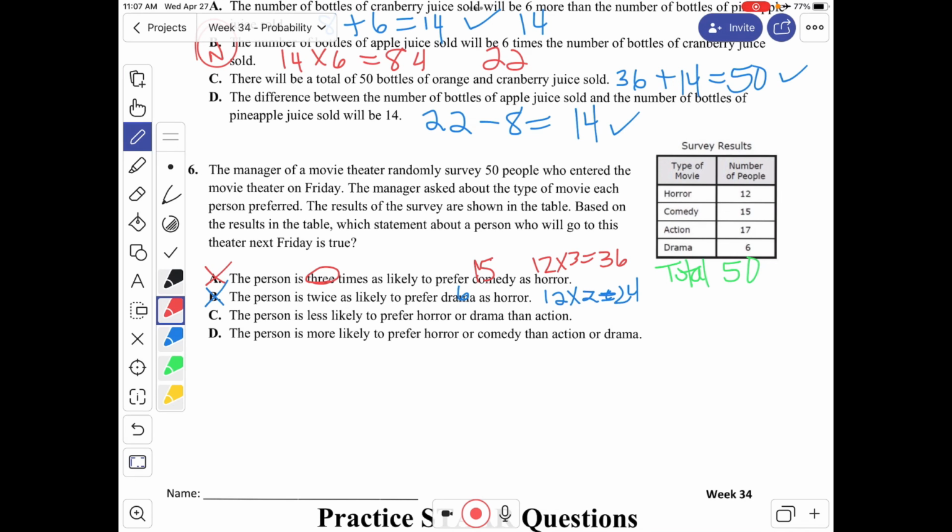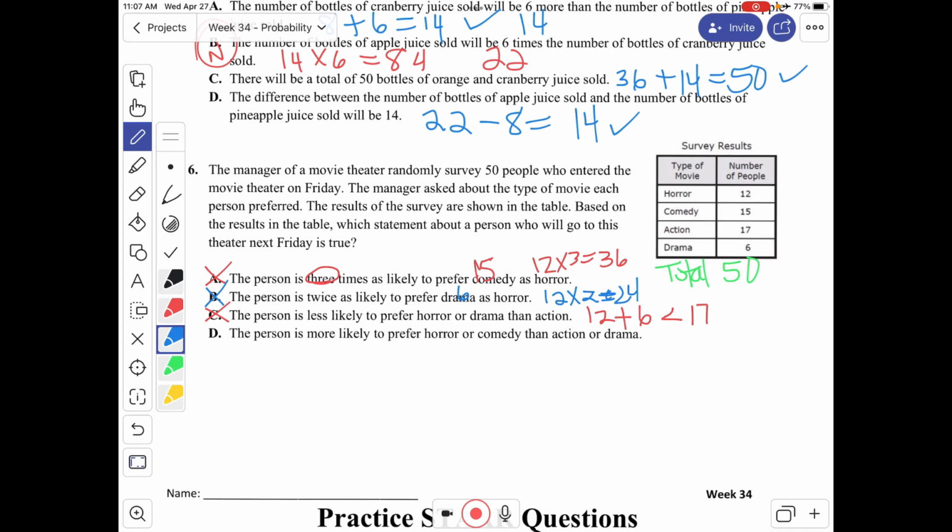Letter C. The person is less likely to prefer horror or drama than action. So horror was 12, or means plus, so drama is 6. 12 plus 6 is 18. Is 18 less than 17? No.